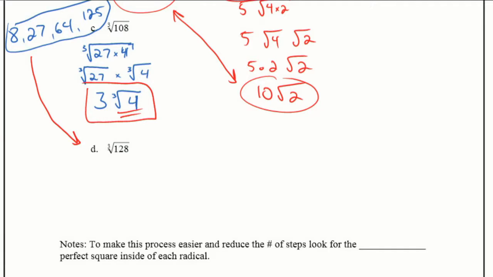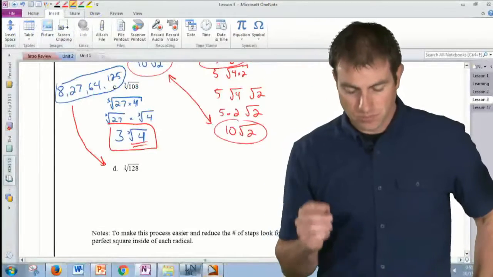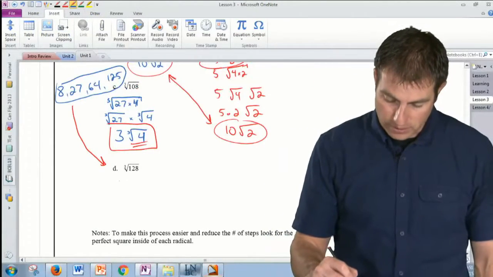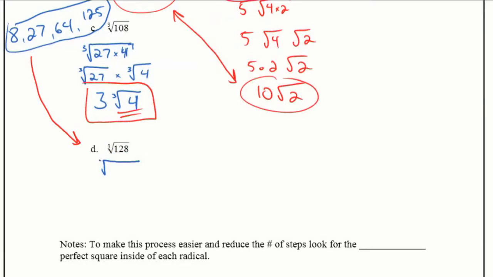How many times does 64 go into 128? So does it go in 128 divided by 64? That does go in 2 times. So what I'm going to do is I'm going to write this as the cube root of 64 times 2.